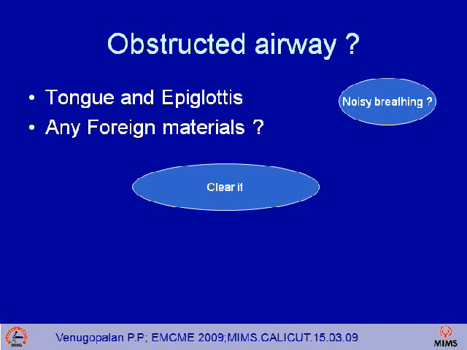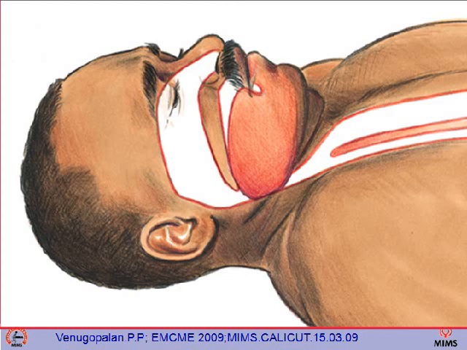What is an obstructed airway? Any patient presenting to you with noisy breathing is an indication of an obstructed airway. The common causes of an obstructed airway are the fallen back tongue and epiglottis. But you should also look for any visible foreign body in the oral cavity. If it is there, it should be removed first. This picture shows an obstructed airway where the tongue falls back and obstructs the airway.